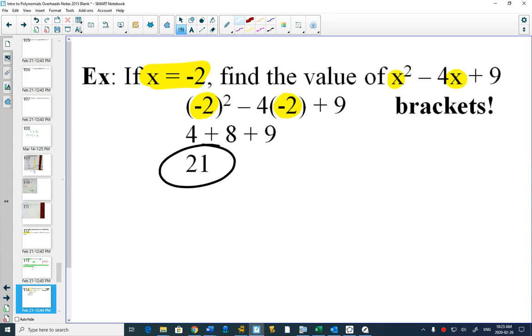I like to circle my final answer when we have to do more than one step, because there's lots of work to be done. Then it's sometimes nice to say, hey, I'm finally done. This is my final answer.